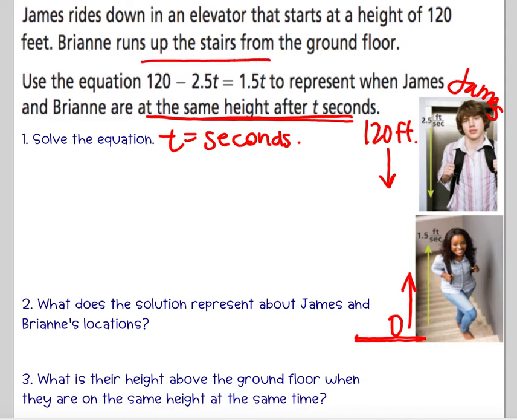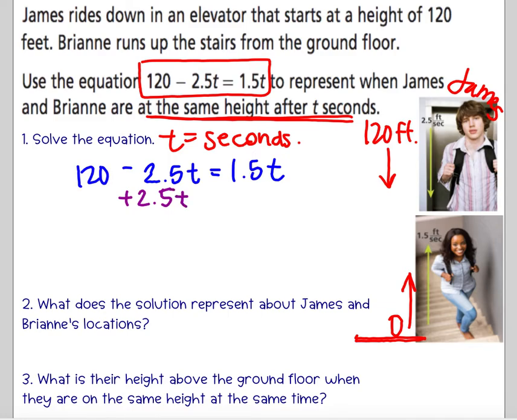So they've given us the equation, so let's go ahead and solve. So we're going to bring the variable terms together by adding 2 and 5/10 t.